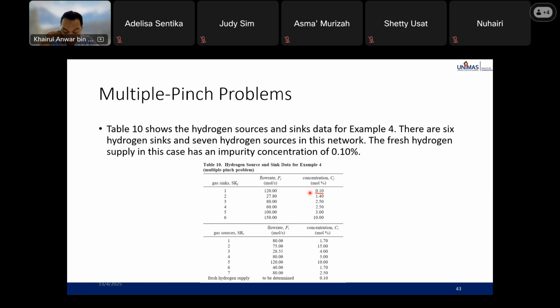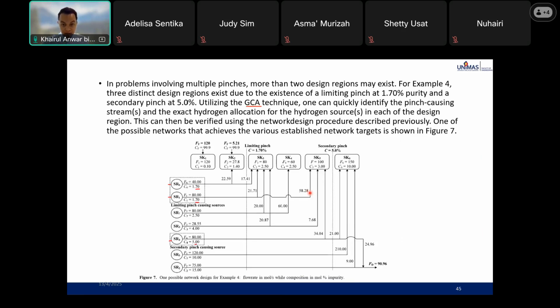This is a typical multi-pinch problem. Two pinches are resolved in the GCA at hydrogen concentrations of 1.7 and 5%, following the technique in the water network. The pinch at the lower concentration of 1.7 is designated as the limiting pinch, the pinch that influences the overall gas flow rate when any process changes take place. In problems involving multiple pinches, more than two design regions may exist. For example, three distinct regions exist due to the limiting pinch at 1.7 and the secondary pinch at 5%. So we have the limiting pinch SR1, secondary pinch SR2, SR4.